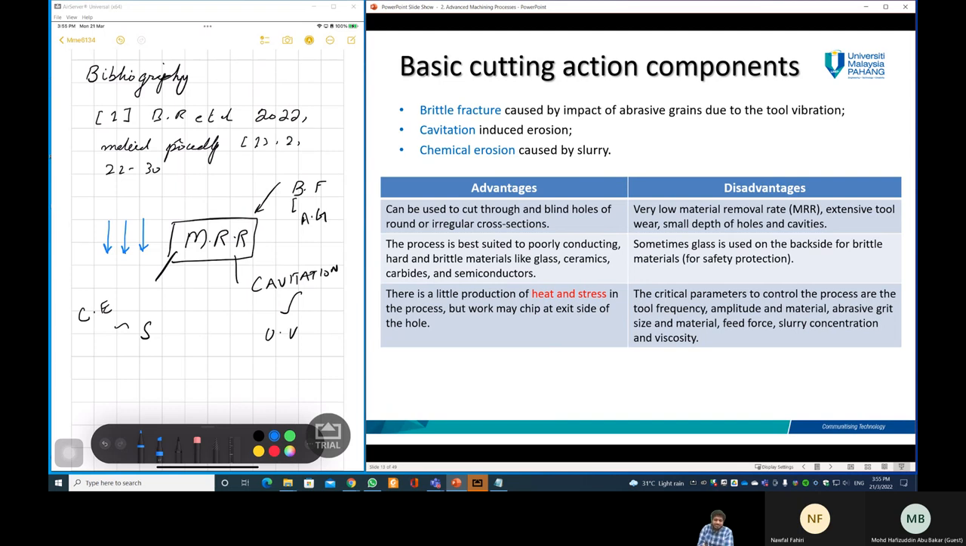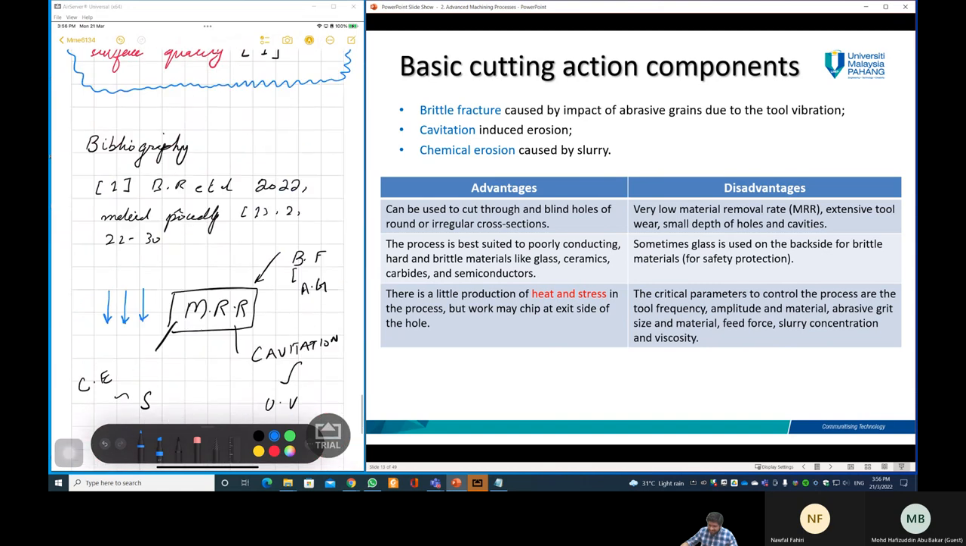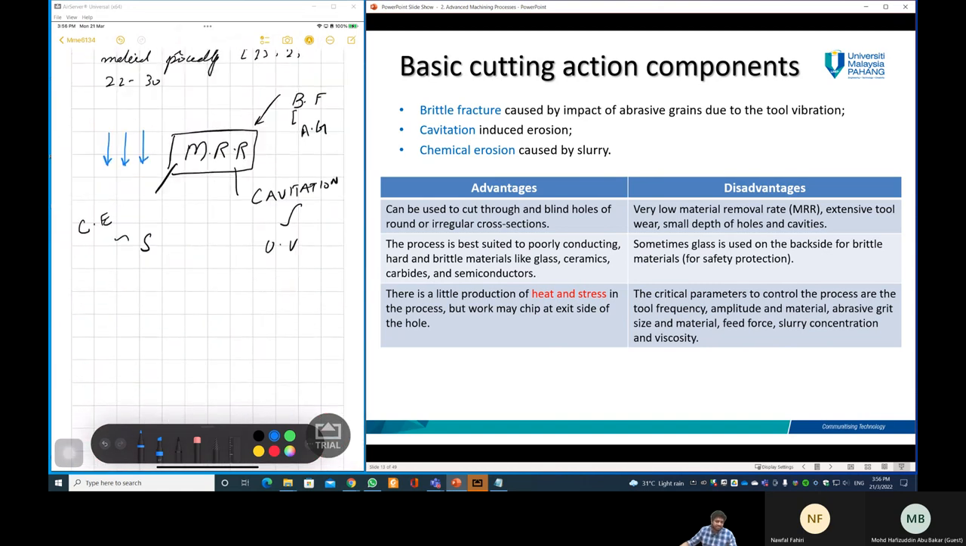Sometimes glass is used on the back side of the brittle material for safety protection. The critical parameters to control the process are, here also they have given some recommendation of what we should control: tool frequency, amplitude, material, abrasive grit size, material feed force, slurry concentration, and viscosity also. So we forgot to add viscosity. Number 10 is viscosity. Each parameter has a separate effect on the machining process.